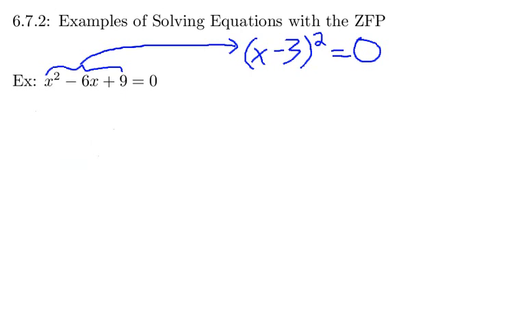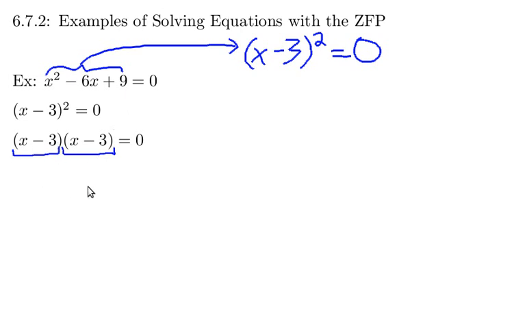Okay, so we have (x - 3)² = 0. So now we have two things that when you multiply them together make 0. By definition, what this means is (x - 3)(x - 3) = 0. Remember, that's the definition of (x - 3) squared. So either this is 0 or this is 0. It just so happens in this case that they're the same thing anyway.